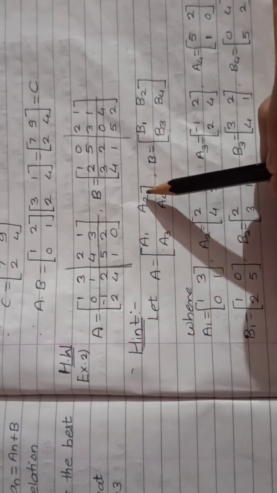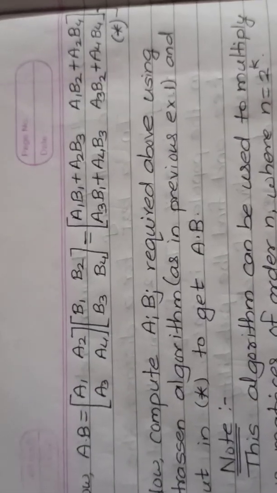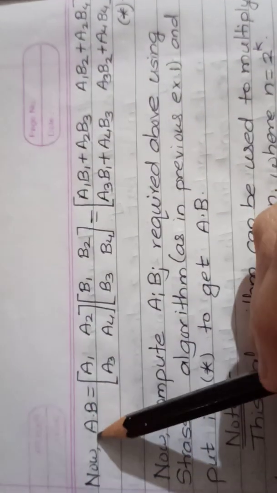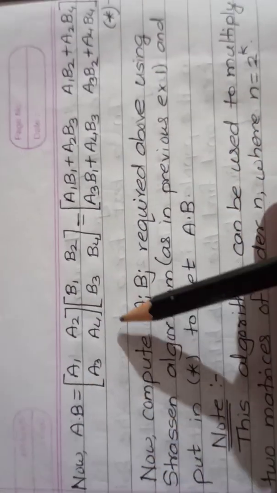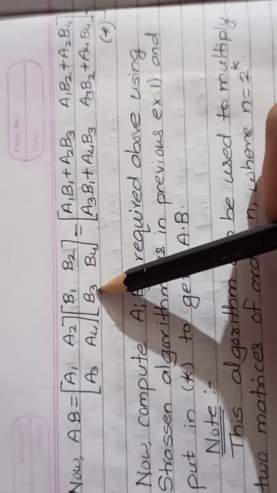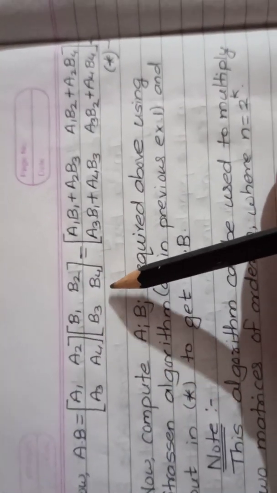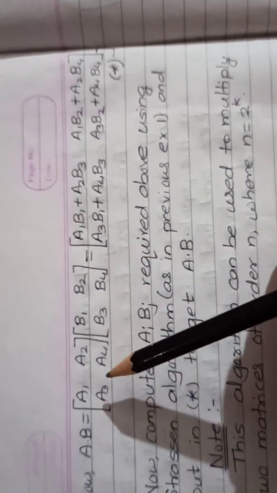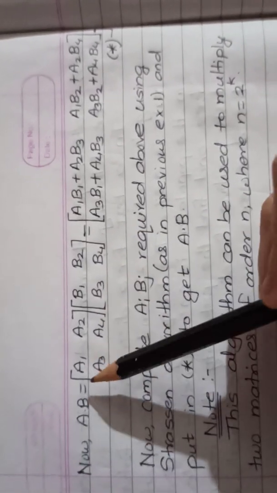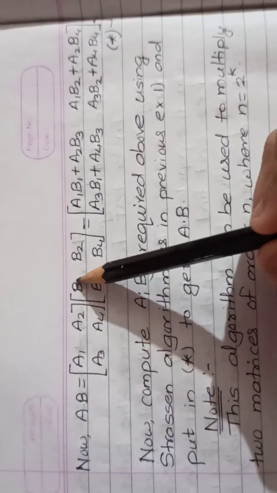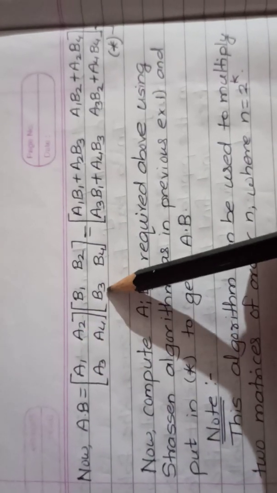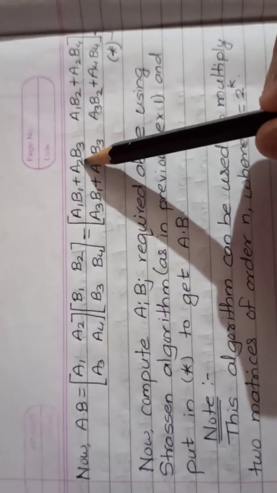Okay. Now your matrix A into B will look like this. A into B, A is A1, A2, A3, A4, where Ai is submatrix of order 2, B1, B2, B3, B4, Bi is submatrix of order 2. Now we use regular method of matrix multiplication. How we multiply the matrices? By usual method, first row with first column. So A1 into B1 plus A2 into B3.